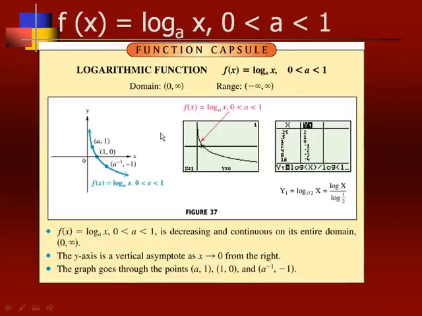The logarithmic function, if a is between 0 and 1, is the opposite. It's going to go through a, 1; 1, 0; and a to the negative 1, comma negative 1. Now the graph of this function is decreasing and continuous on its entire domain, which is from 0 to infinity. The y-axis is a vertical asymptote as x approaches 0 from the right, and the graph will always go through the ordered pairs a, 1; 1, 0; and a to the negative 1, comma negative 1.